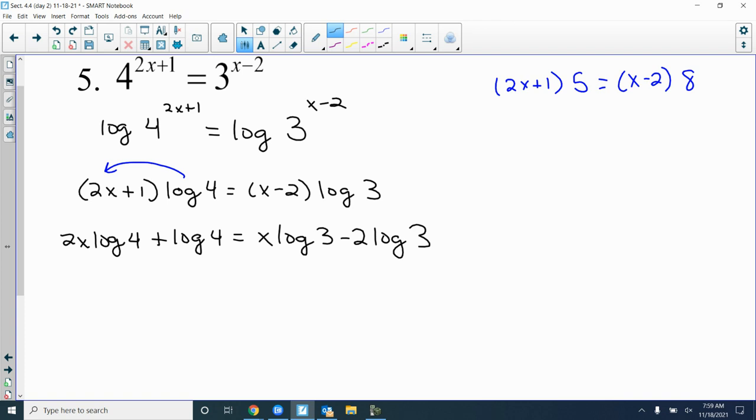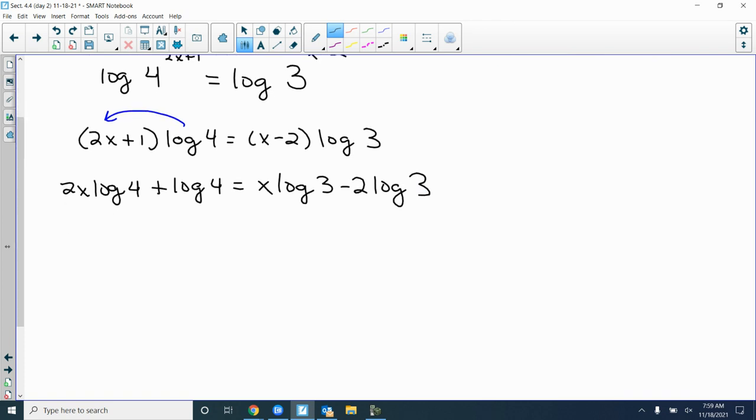All right, how many terms do we have total? 4. How many terms have an x?